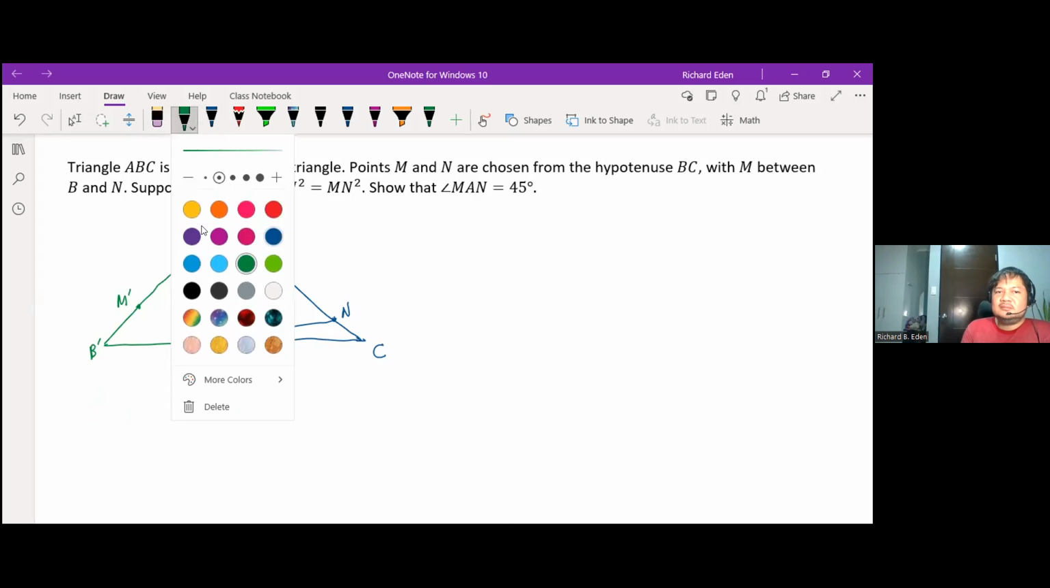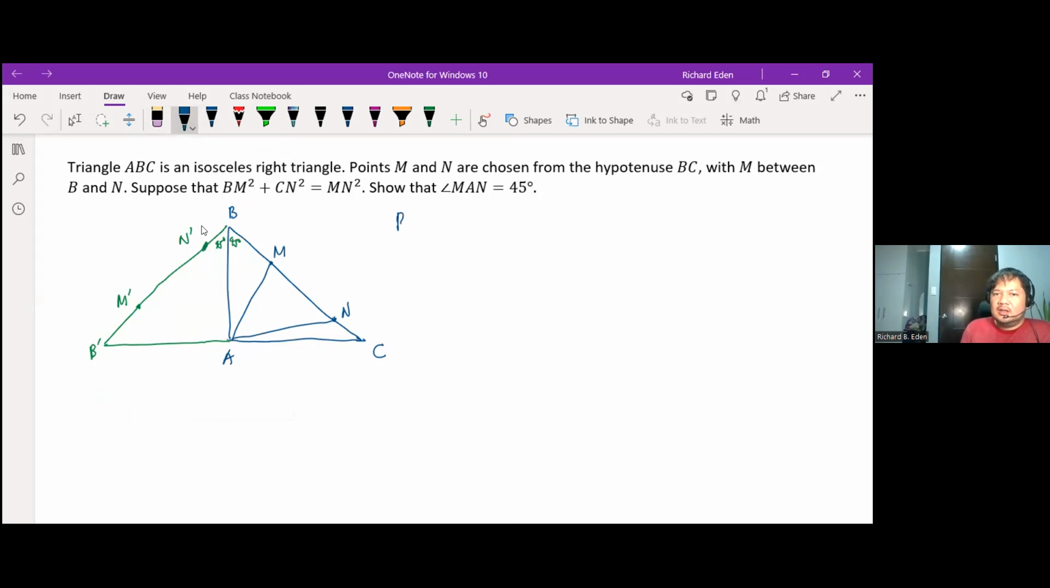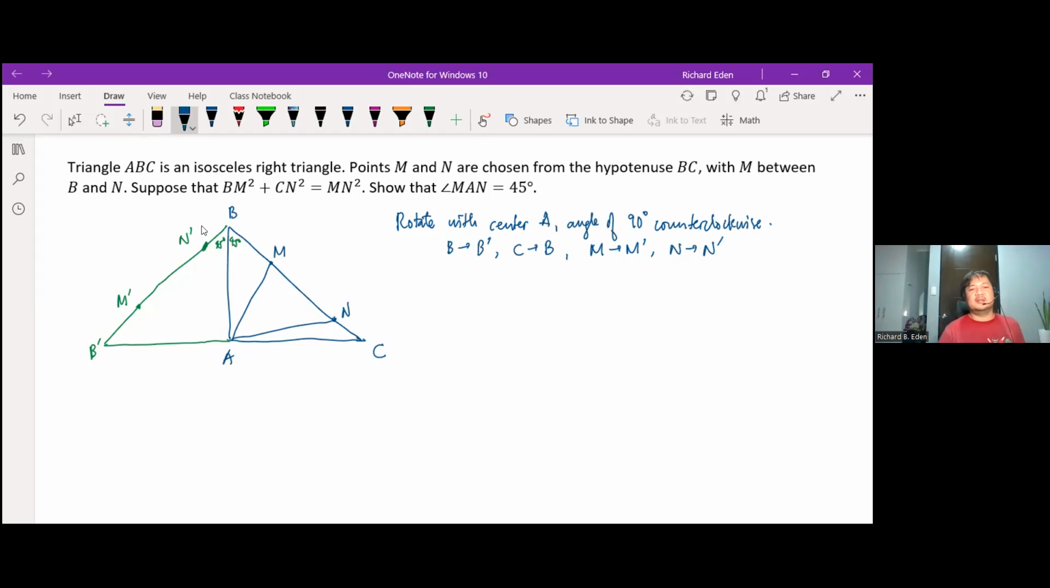Rotate. Okay. With center A, an angle of 90 degrees counterclockwise. All right, so from the figure, B goes to B prime, and then C goes to B. And then M goes to M prime, and then N goes to N prime.